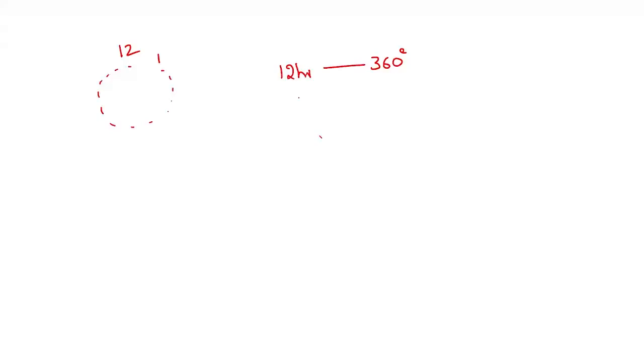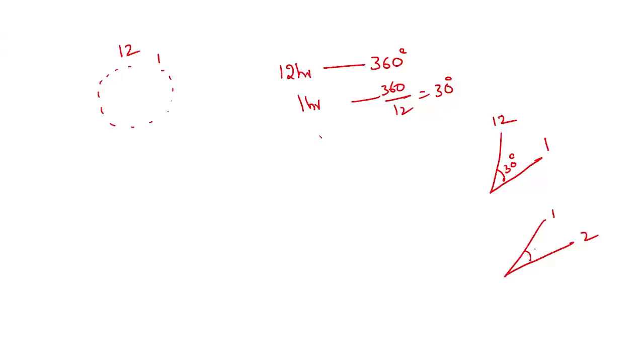That means 1 hour value is equal to 360 by 12, which is equal to 30 degrees. So 1 hour is equal to 30 degrees. What is meant by that? If you take any successive digits, let us take 12 and 1, if you observe the angle between them, this is going to be 30 degrees. Similarly, if you take 1 and 2, the angle between them is going to be exactly 30 degrees. So the angle covered by each hour is equal to 30 degrees.